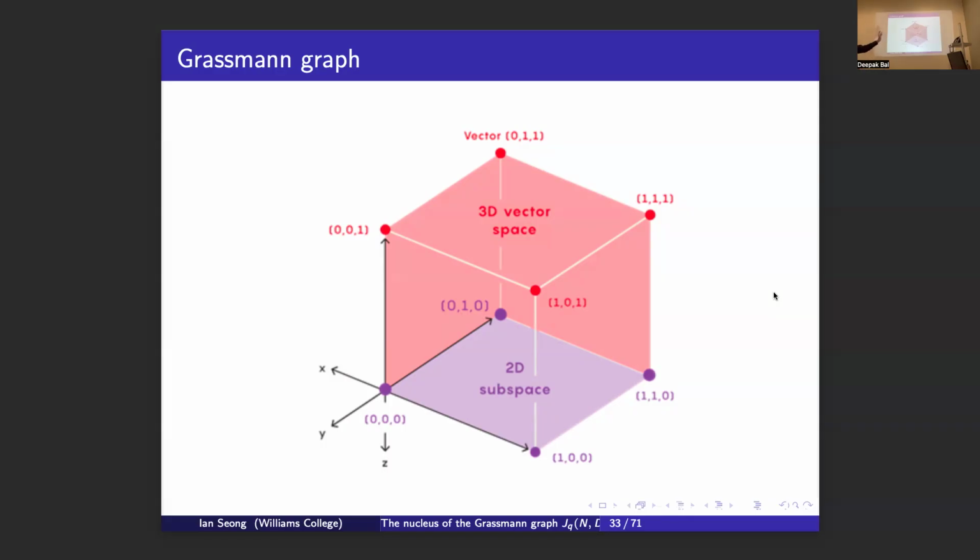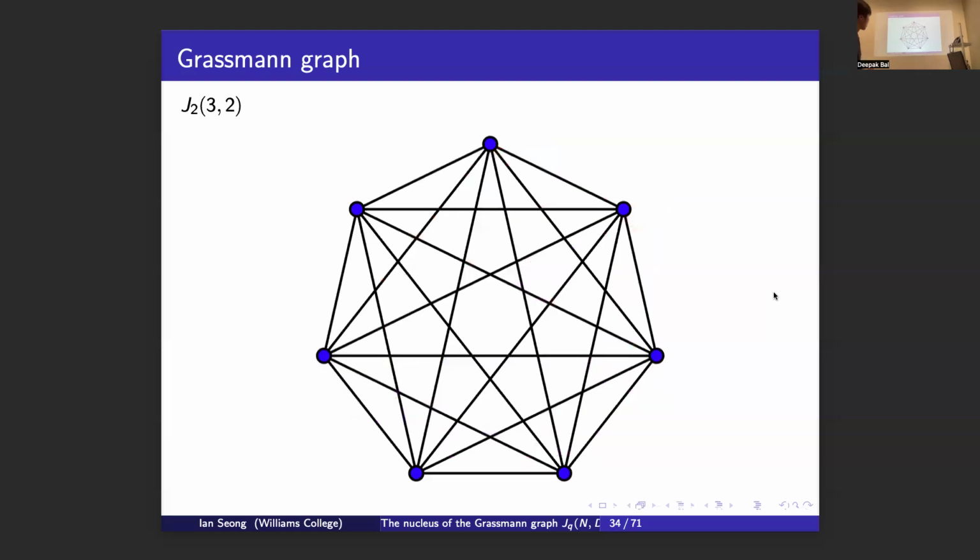So in the case of N equal to 3 and D equal to 2, any two vertices are going to be adjacent. So we actually have a complete graph of 7 vertices. Each vertex here is going to represent a two-dimensional subspace. And two vertices are adjacent whenever their intersection is a one-dimensional subspace. And in this case of N equal to 3 and D equal to 2, unfortunately, we're going to have a complete graph, which we've seen a lot before.